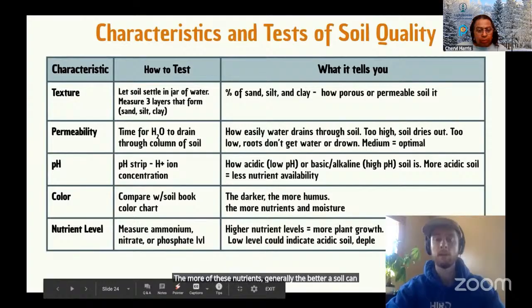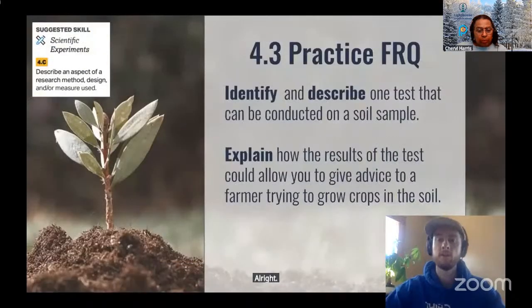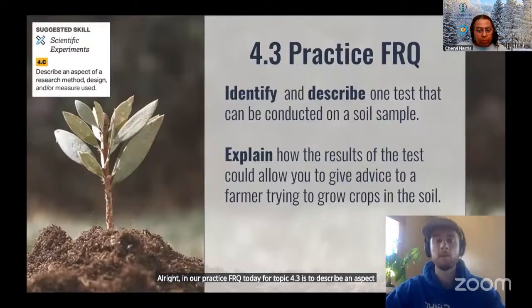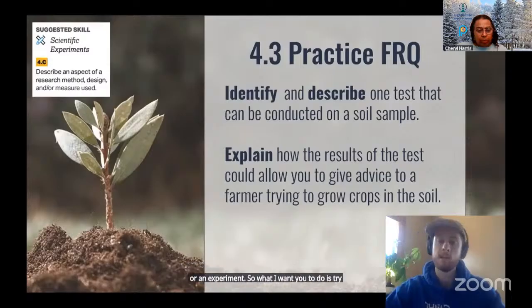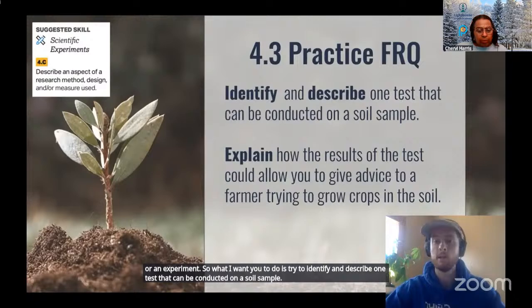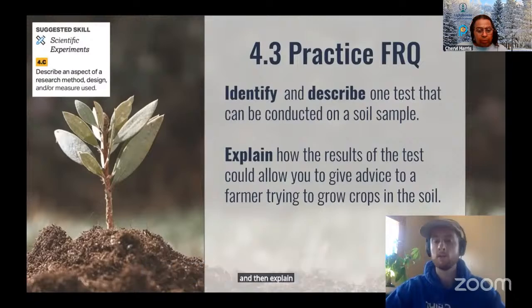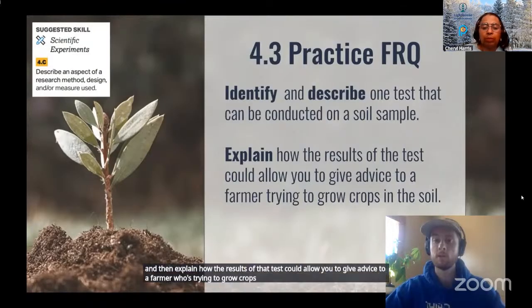All right, and our practice FRQ today for topic 4.3 is to describe an aspect of a research method or an experiment. So what I want you to do is try to identify and describe one test that can be conducted on a soil sample, and then explain how the results of that test could allow you to give advice to a farmer who's trying to grow crops in that soil.